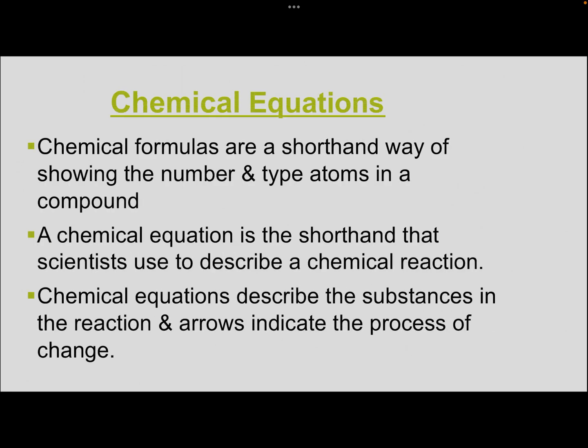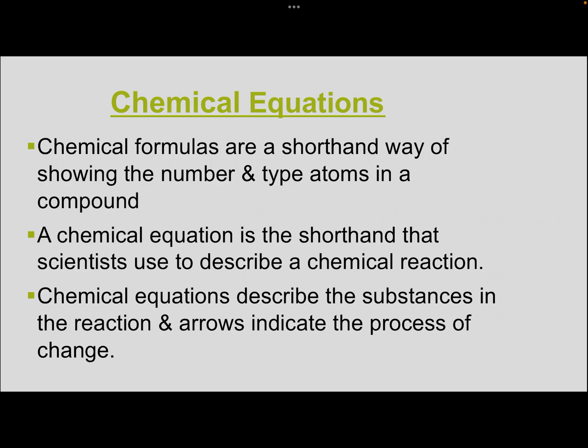We use chemical equations in order to represent chemical reactions. The chemical formulas are things like H2O. Chemical formulas are a shorthand way of showing the numbers and types of atoms that are in a compound. Your chemical formulas are in a fixed ratio. When you change those numbers, then you change what the compound is that you have.